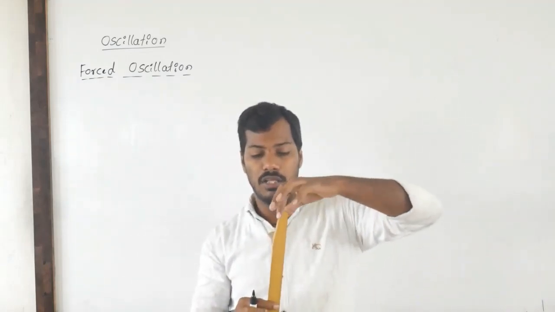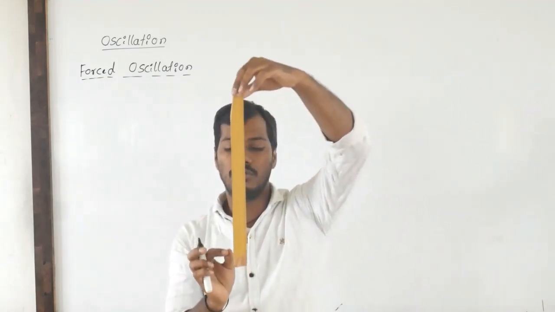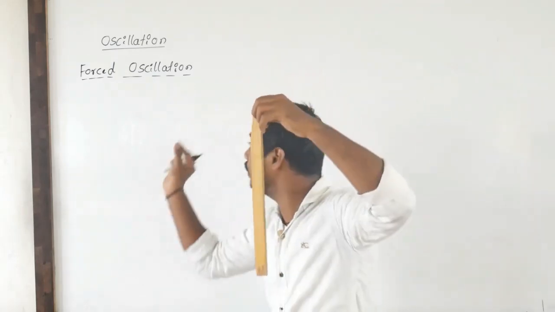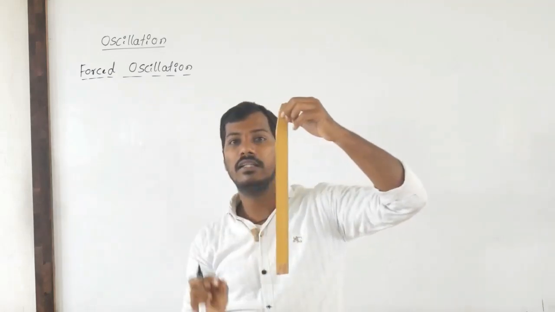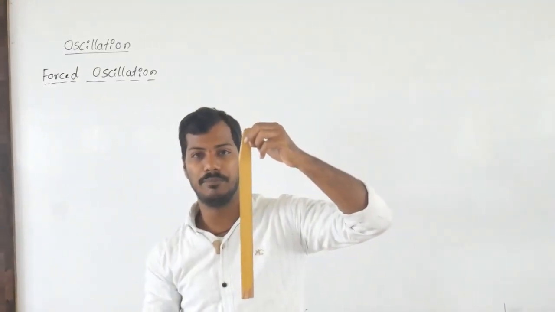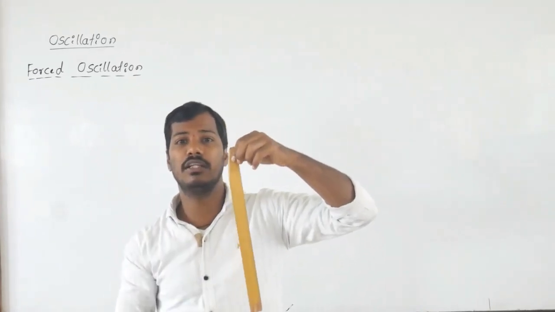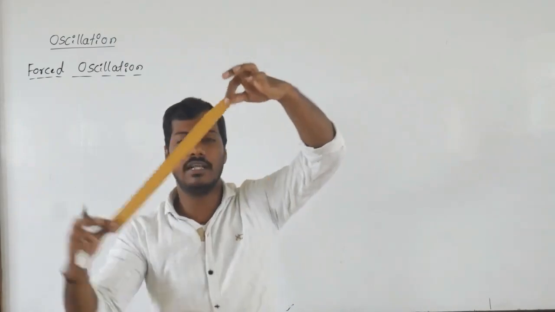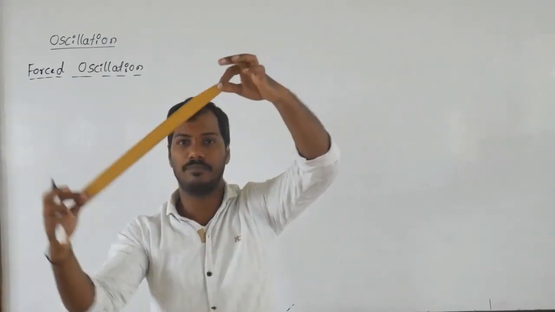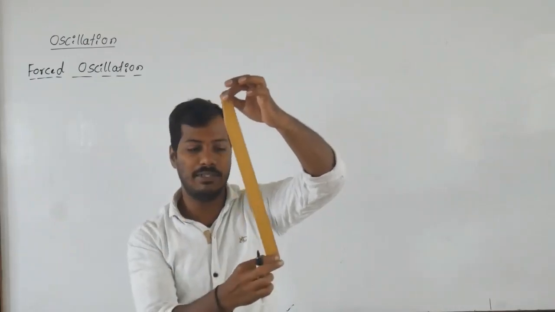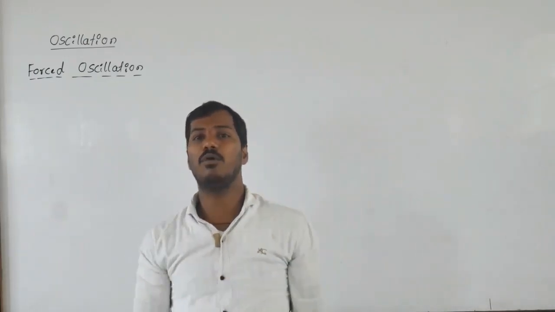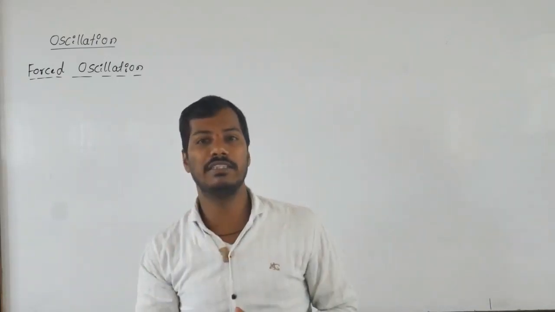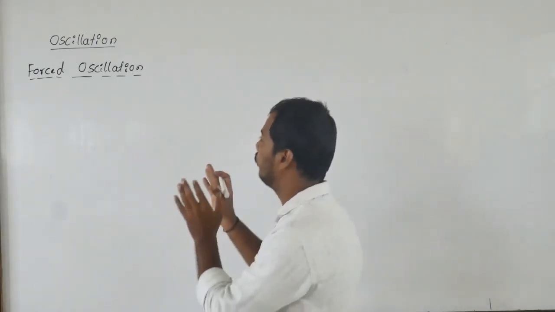But if we want to oscillate this body continuously with a certain force, that is called the forced oscillation. That frequency, other than the natural frequency, is called the driven frequency. The body is continuously oscillating by applying a continuous force. It means the body oscillates with a frequency other than the natural frequency. That is called the forced oscillation.